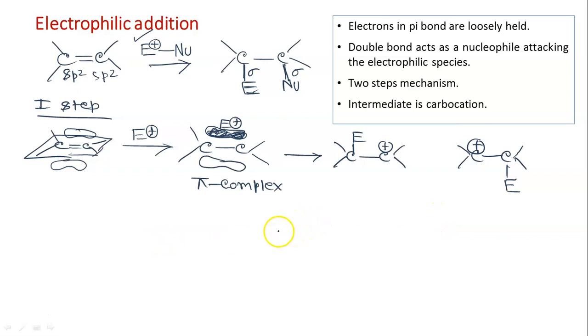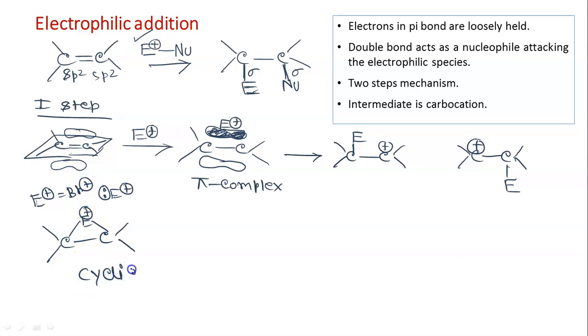Now there is another possibility. Suppose our E, that is our electrophile, has some unshared electron pair, some lone pair present. In that case, some cyclic intermediate formation is possible like this. It is mostly observed when our E plus is Br. Then this type of cyclic intermediate formation is possible. Remember, it is a special case when there is some unshared electron pair. Otherwise, it is not possible. So these are our intermediates, and this is the first step, that is the formation of carbocation or this type of cyclic intermediate.